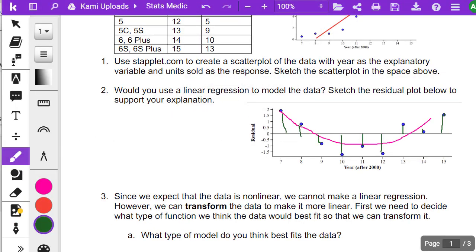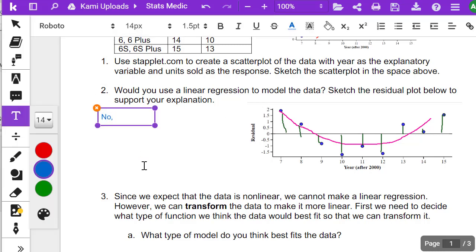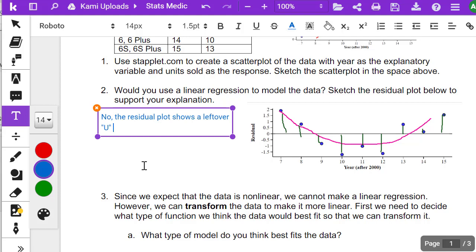So would you use a linear regression to model the data? Sketch a residual plot below to support your explanation. So we're going to say no. The residual plot shows a leftover U-shaped pattern, so a linear model is not appropriate.